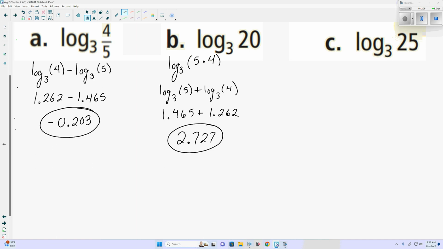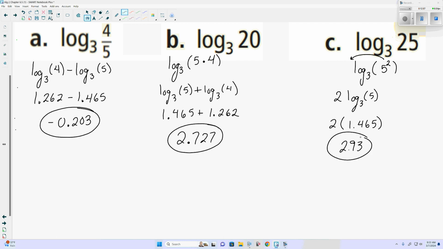Last one. We have log base 3 of what? 5 squared, because 5 squared is 25. Now, according to our power property, we would move the 2 out front, giving us 2 times log base 3 of 5. So we're doing 2 times our 1.465. 2.93. Yes, thank you. So that's it.